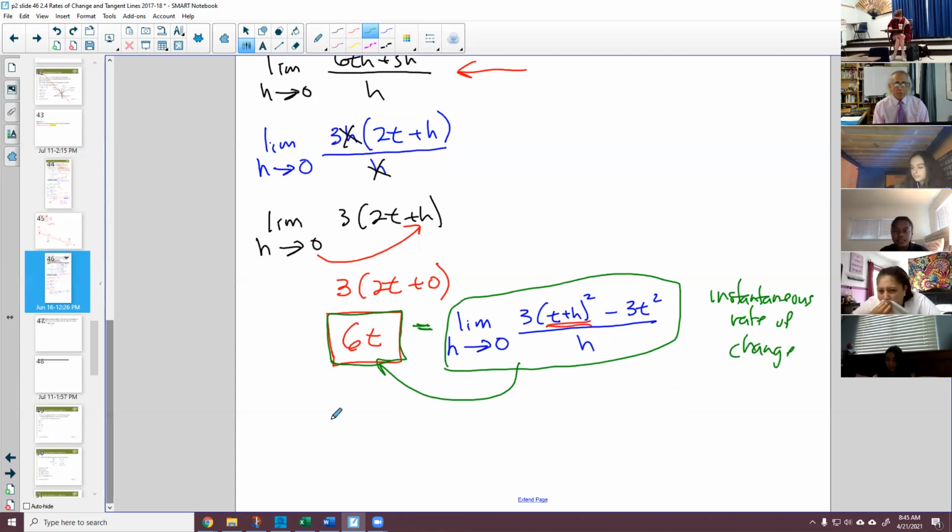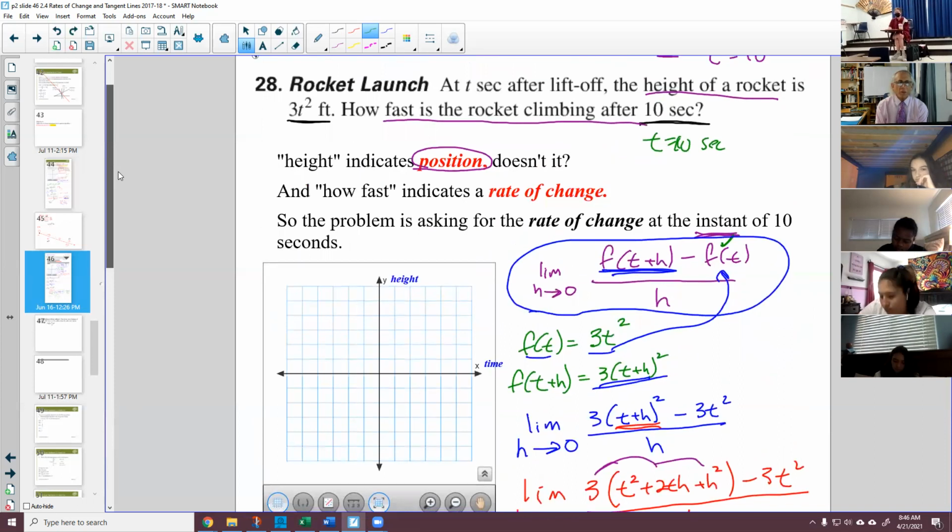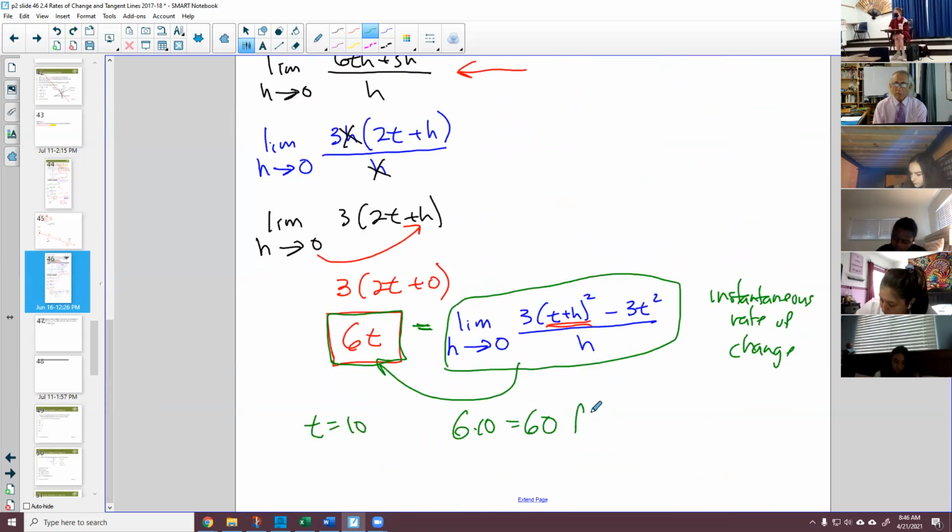So at t equals 10 seconds, how fast is this rocket going? Brooklyn, how fast is the rocket going at t equals 10 seconds? Is it just 6 times 10? That's exactly what it is. It's 6 times 10. Let's check our units. 60 feet per second. That is how fast the rocket is going at t equals 10 seconds.